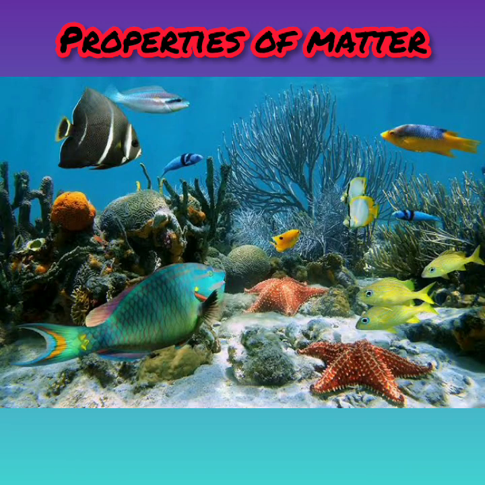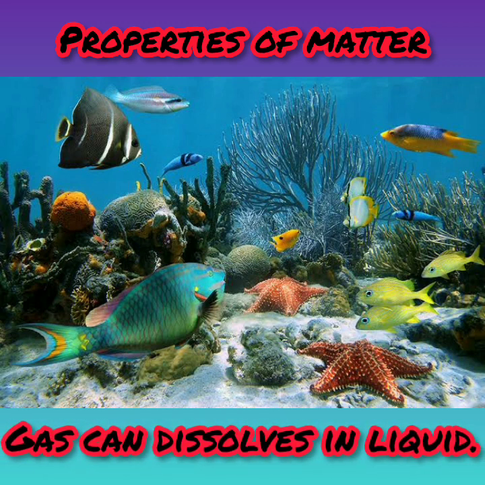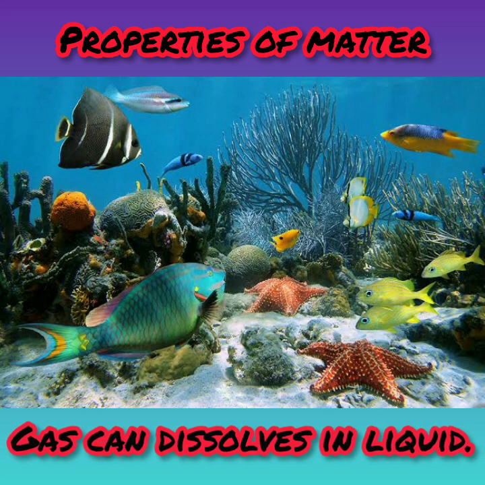The next property of matter is that gas can dissolve in liquid. It means gas can mix in liquid. To understand this, let me ask you a question. How do water plants and animals breathe underwater? Yes, they breathe the air which is dissolved in water. Air is dissolved in pond, river and stream water, and this dissolved air is taken by the water animals and plants for their breathing.